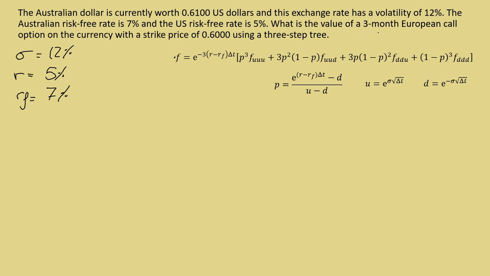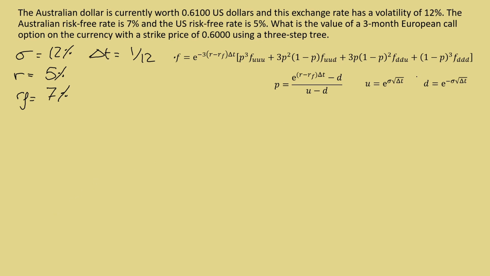Now we know it's a 3-month European call option. And we also know it's a 3-step tree. So in this case, we know that the time step, so the time period in each step, is going to be 3 divided by 3. So it's going to be 1 month on each step. And remember, because the unit of reference is years, 1 month, there's 12 months in a year, therefore 1 over 12 is going to be the time period on each step. Okay, so now we have everything we need. Let's draw the binomial tree.